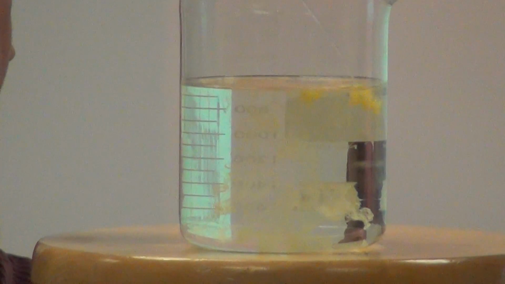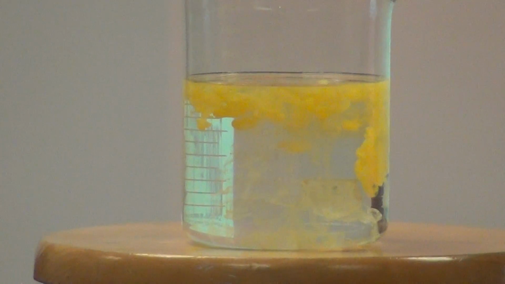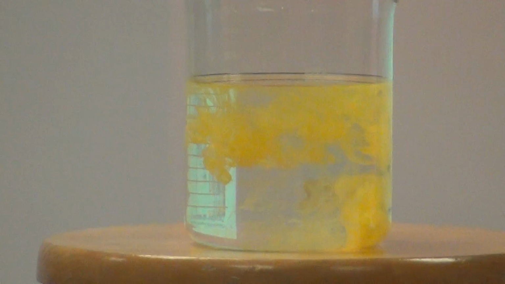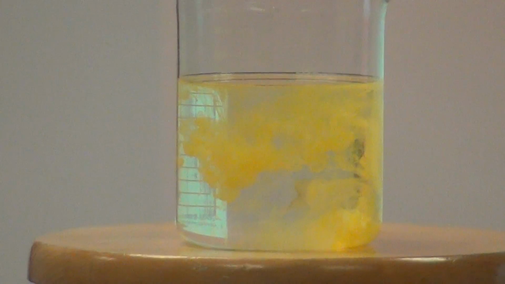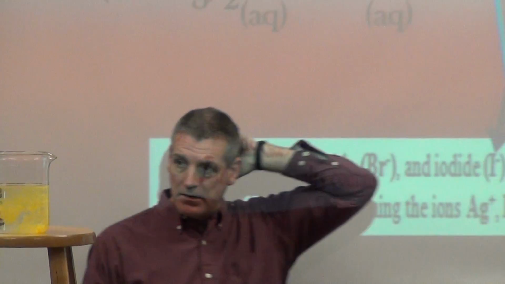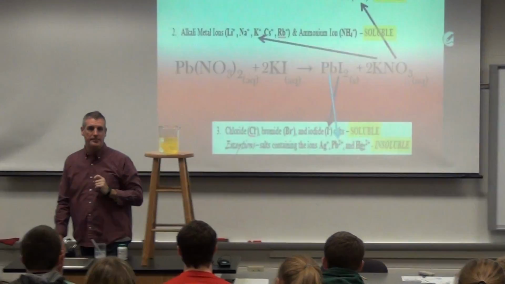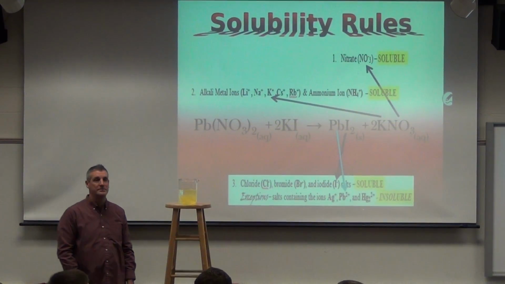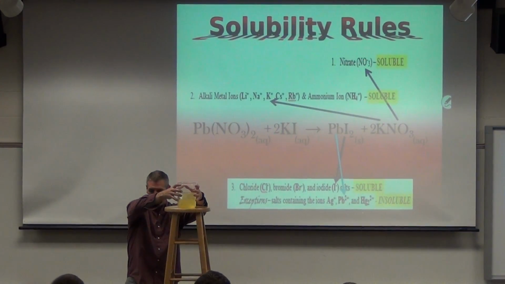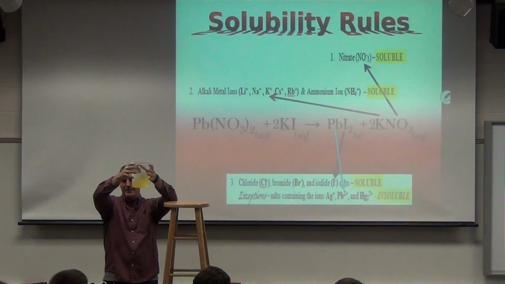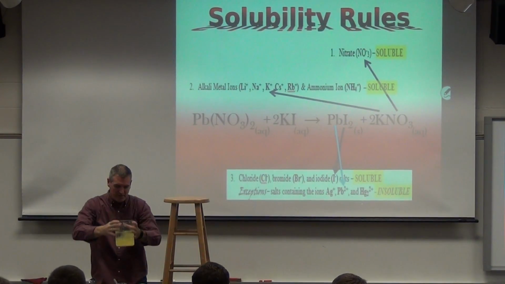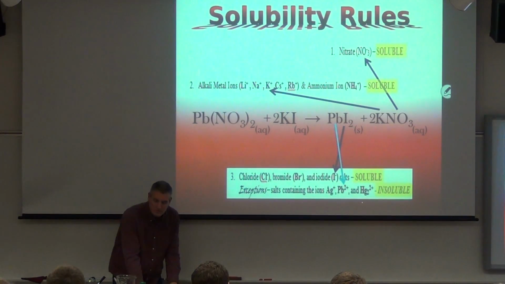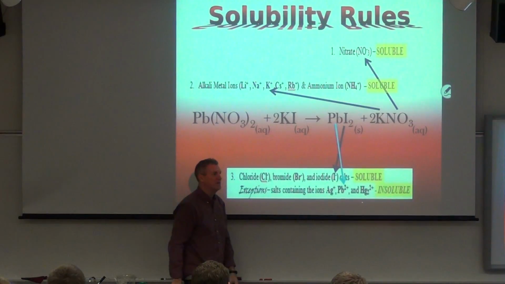A lot of people think that more is better. So what's our yellow stuff? Our yellow stuff is our solid, our lead iodide. It's pretty neat, huh? You're going to do a whole bunch of these reactions in lab. Not macroscopic levels like this where you're mixing 15 liters with 200 liters, but a couple of drops with a couple of drops.